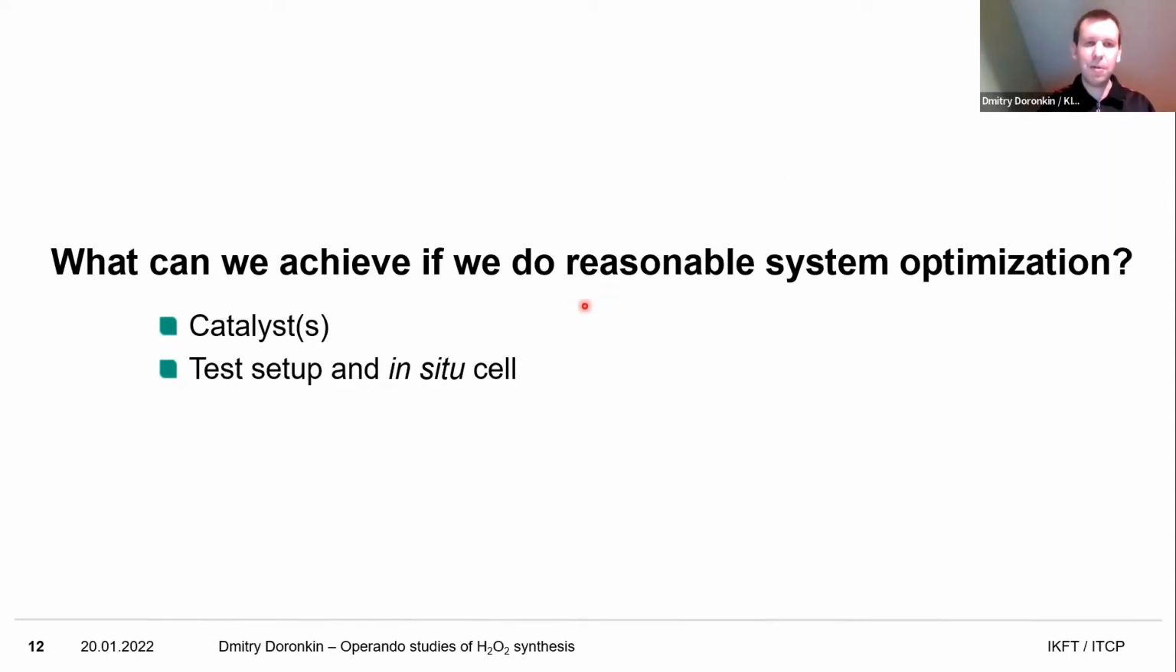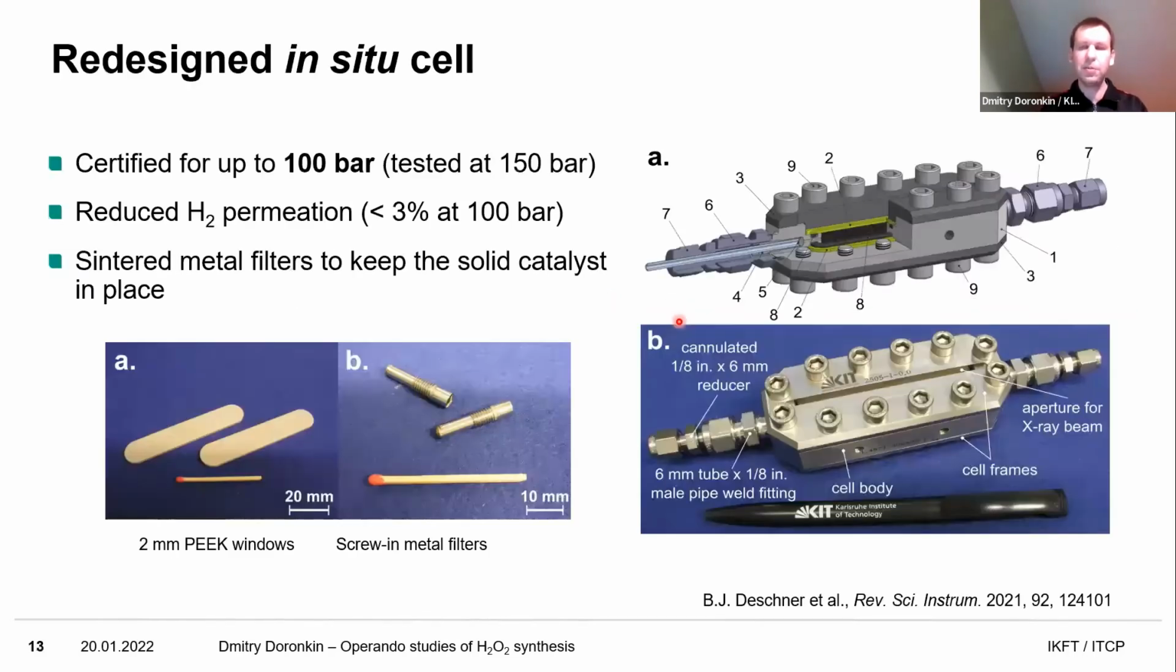Let's continue now. What can we achieve if we do reasonable system optimization? And the first thing would be to check for better catalysts, because the previously used catalyst was what was prepared by engineers just to test the setup. And then what can we do with the setup and the in situ cell to make it work better? So let's go and start first with the in situ cell.